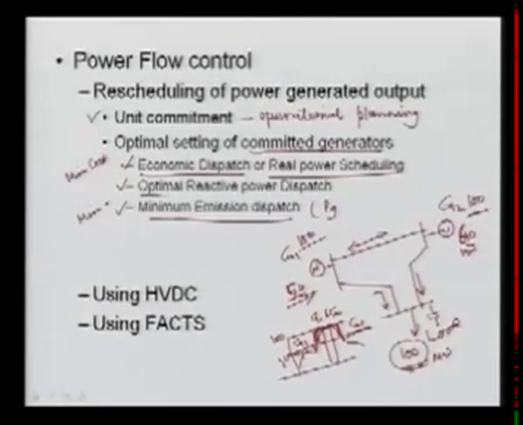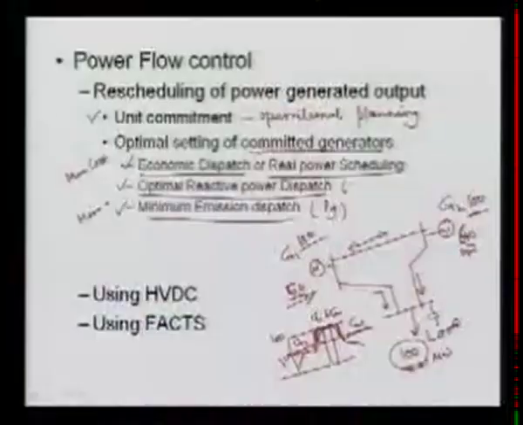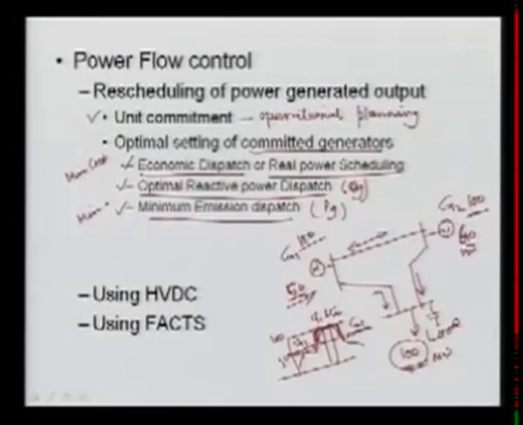Another is called optimal reactive power dispatch. It involves the reactive power output of these sources, and based on that we set their reactive power output in such a fashion that we can minimize the losses in the system. As you know, voltage is a very important factor in minimizing the losses. So we can set the voltage and then achieve minimum loss, or improvement in the voltage profile, and that is called optimal reactive power dispatch.